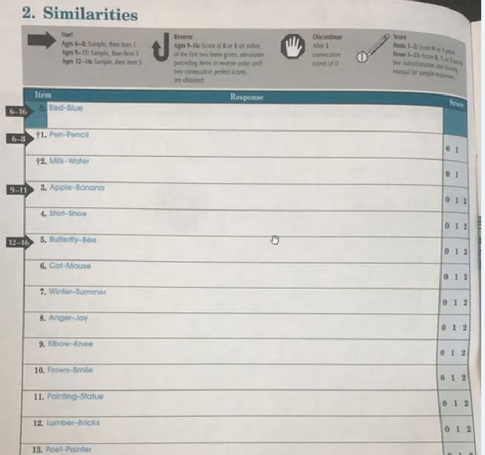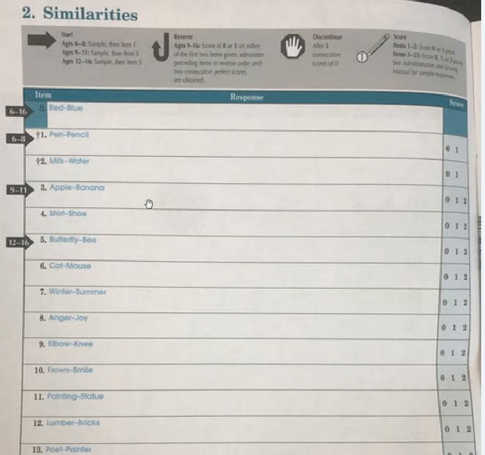Say for example we have a 10-year-old. If you're testing a 10-year-old, what is your start point going to be? Your starting point is going to be number 3, because this is the first item for ages 9 through 11, and we're testing a 10-year-old. So we're going to start here, but this is after we've already administered the sample. And so we're going to go on to item 3 because we have a 10-year-old.